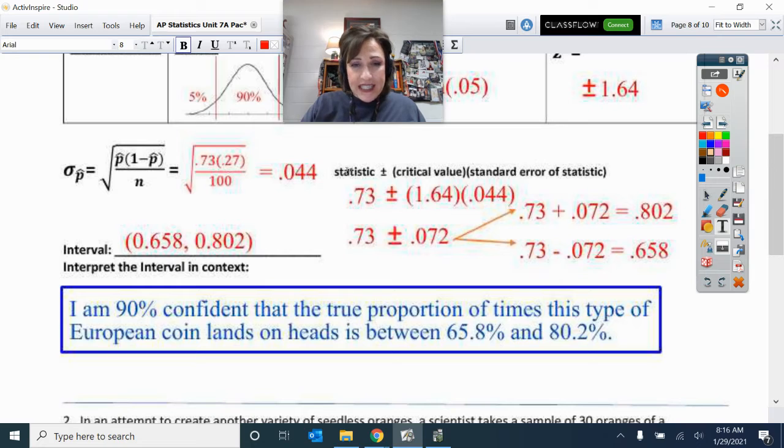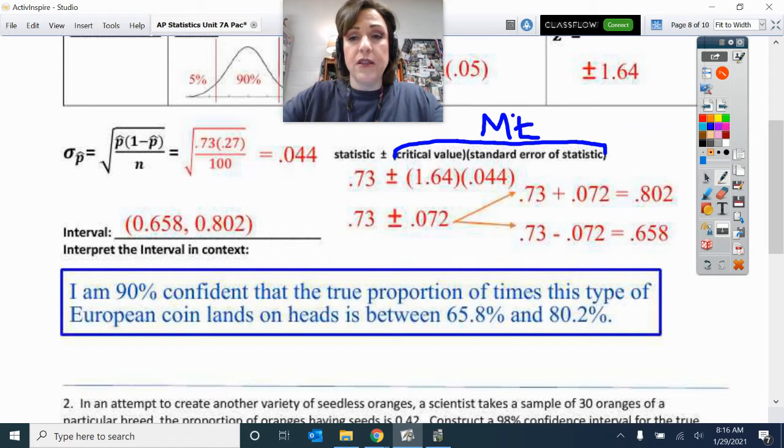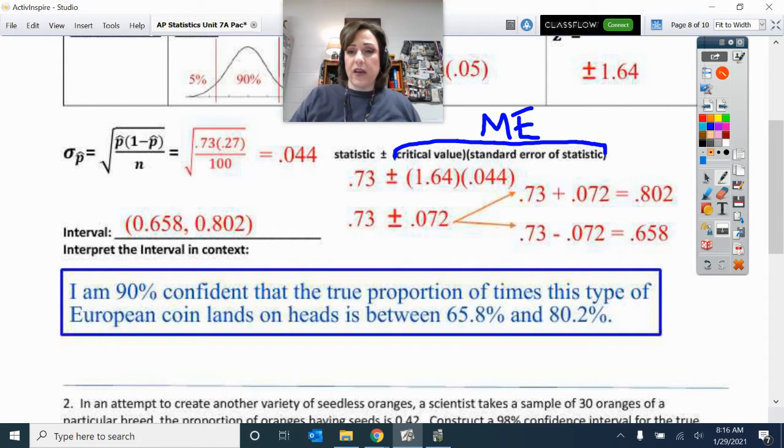So our statistic, our p hat, was 0.73, plus or minus the z star times that standard error. Then you break it up into the statistic plus the margin of error, okay? Because remember that this part right here is the margin of error, the whisker part. So you have p hat plus the margin of error and p hat minus the margin of error, and there's how you get your interval.